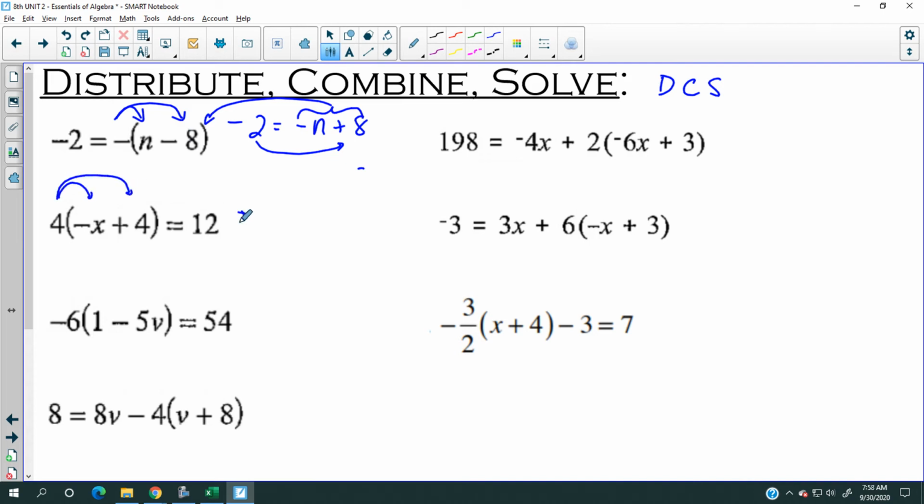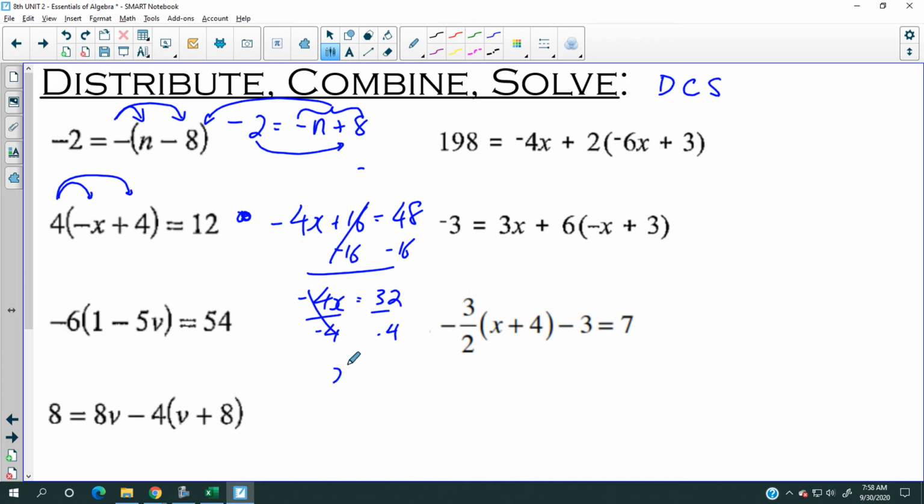Right here we got negative 4x, right? Plus 16 equals 48. Subtract 16. Cancels out. Negative 4x. And that's what, 32? Yep. Divide both sides by negative 4. Cancels out. X equals negative 8.